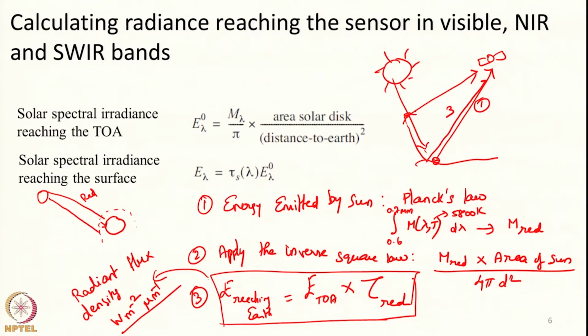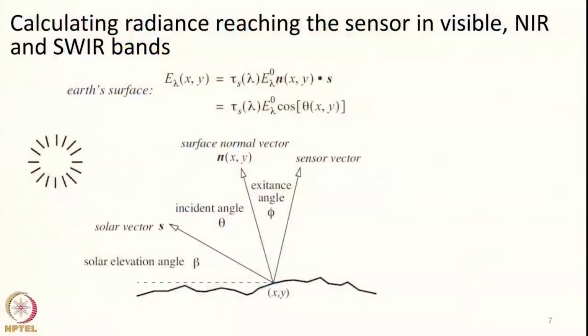The next step: energy has come and reached the surface. A portion of it will be reflected back, a portion will be absorbed, and a portion will be transmitted, that we know. But what our remote sensing sensor will collect is essentially the reflected energy. So, we are now going to calculate that particular component. Say E, this is the energy from the sun that reached the terrain.